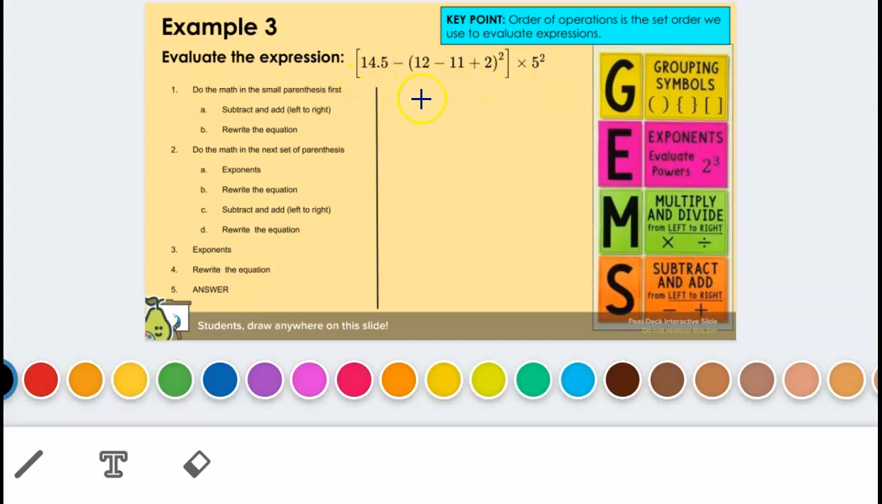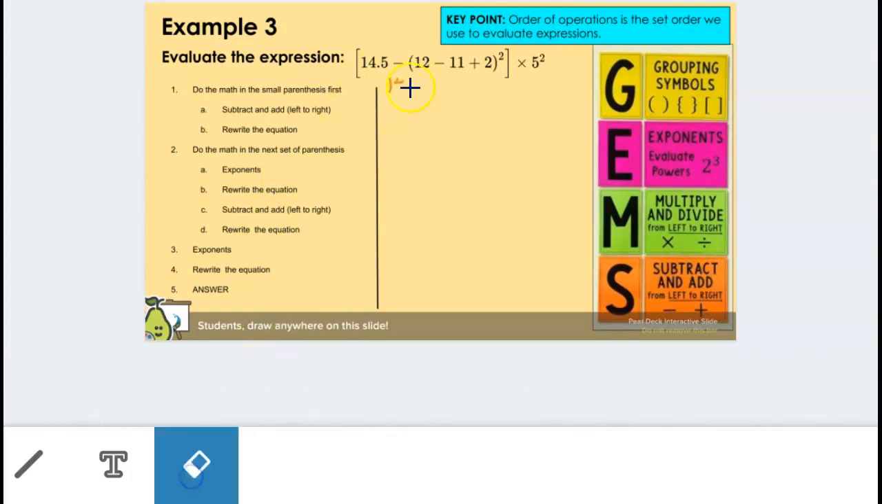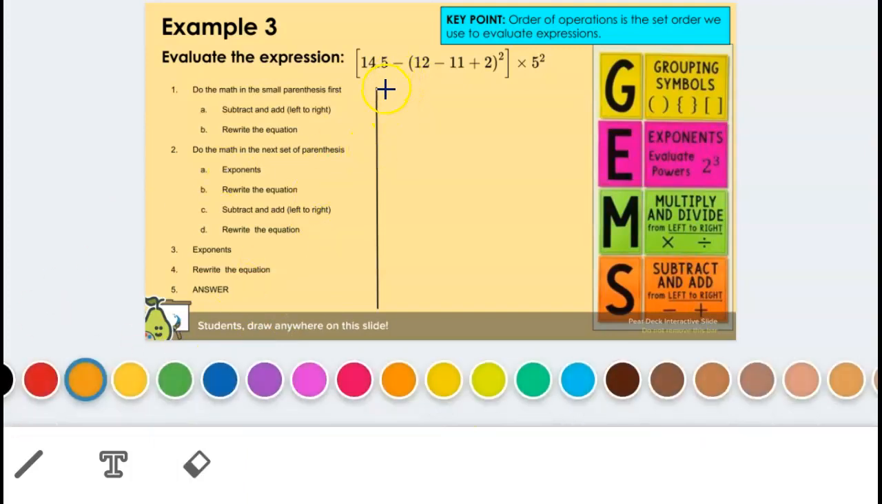Okay? So it's kind of like you're looking at the smallest part first, the smallest parentheses first to do. So I have that here. Do the math in the small parentheses first. All right, so what that looks like is, actually I'm going to see if I can make it bold enough for us to see. 14, oh, I already made a mistake. I was going from left to right, but I didn't start in my small parentheses. So let's try this again.